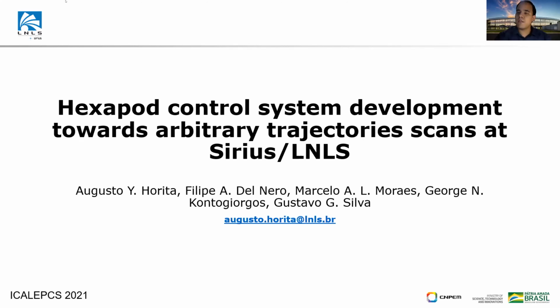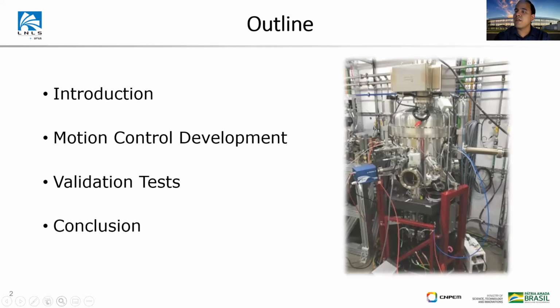So, hello everyone, welcome, and thanks for attending this meeting. My name is Augusto Corito, I'm from Sirius, and I'm going to present our work, which is named Hexapod Control System Development Towards Arbitrary Trajectory Scans at Sirius. So here's the outline of this presentation. I'm going to start with some introduction. I'm going to explain the motion control development and the validation tests we performed. And finally, I'm going to go through some conclusions.